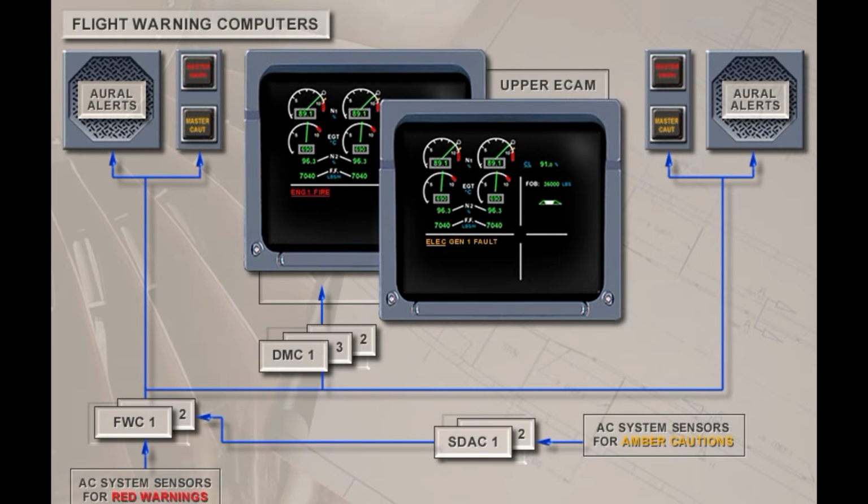The 2 identical flight warning computers also generate alert messages, memos, oral alerts, and synthetic voice messages. They acquire data directly from aircraft sensors and systems to generate red warnings and from the SDACs to generate amber cautions and display them on the upper ECAM display unit. At the same time, a corresponding red master warning light for red warnings and an amber master caution light for amber cautions will illuminate on the glare shield panel.